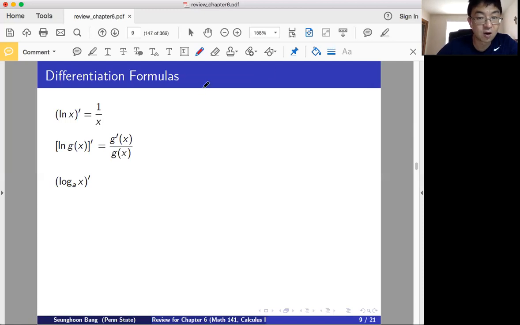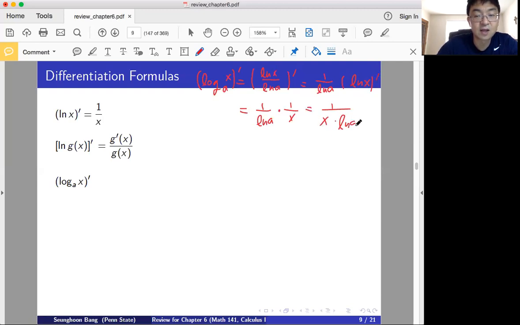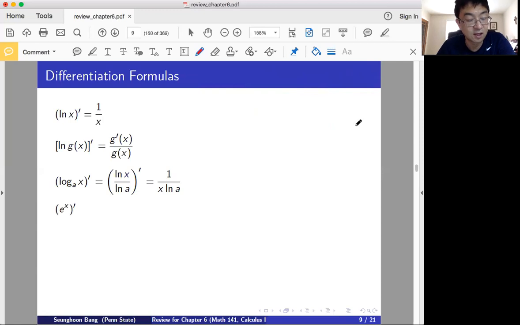In this case, you can use change of base. The log of x with base a is exactly the same as ln of x over ln of a. You can take a derivative of both sides. You can take out the constant ln of a, just ln of x prime. So we have 1 over ln of a times 1 over x, exactly 1 over x times ln of a. This is the idea.